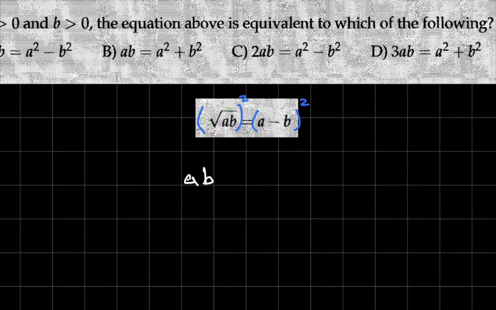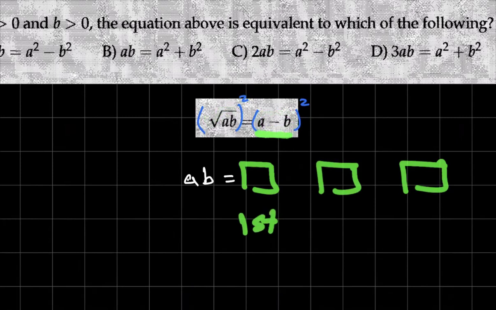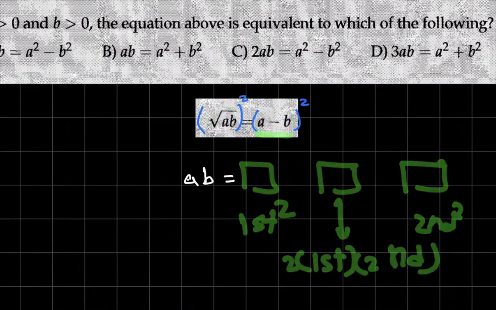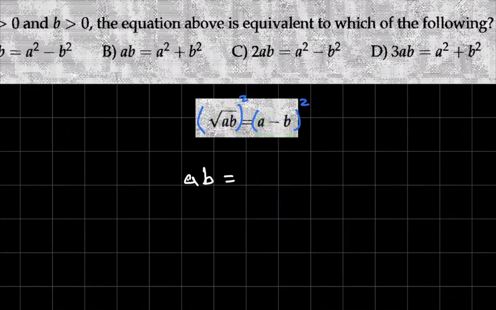And as we mentioned in the previous lesson, if you have binomial square, you will get 3 terms. Here, the first square, here the second square, here first times second times 2. So what is the first square? The first square is A squared. The second square is B squared. The first times second times 2 is negative 2AB.